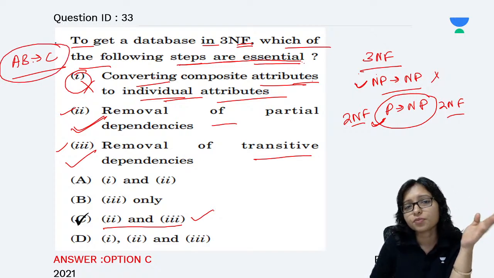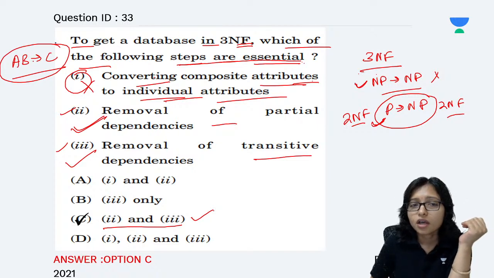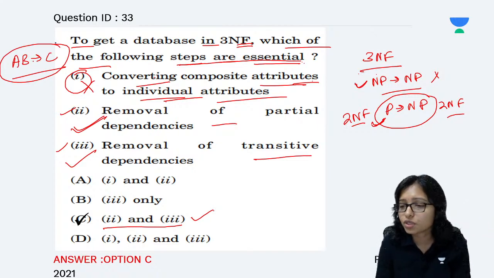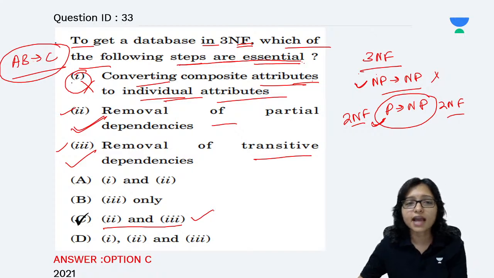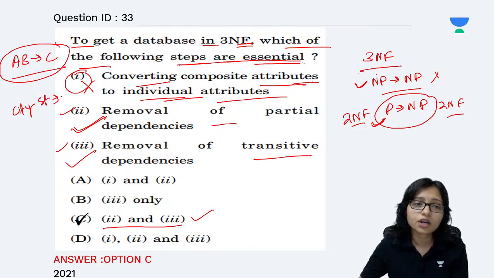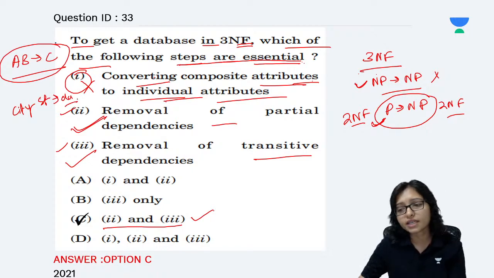Do you need to convert a composite attribute into individual attributes? It's not required. For example, address is a composite attribute, made of city, street number and so on together, so it can be there. There is not a problem. Why is option 1 essential? Option 1 was not essential for 3NF. A composite attribute can be there.